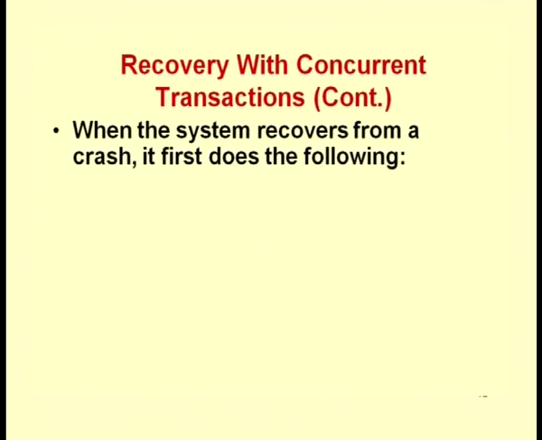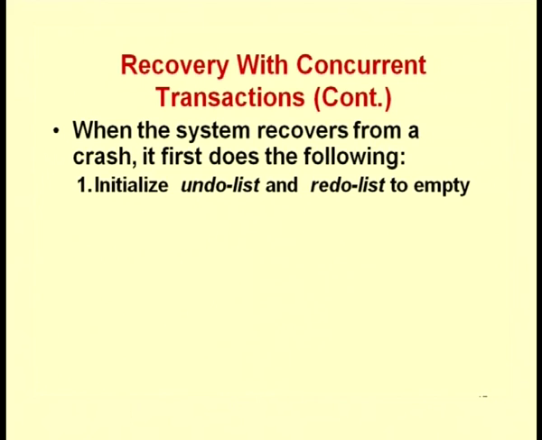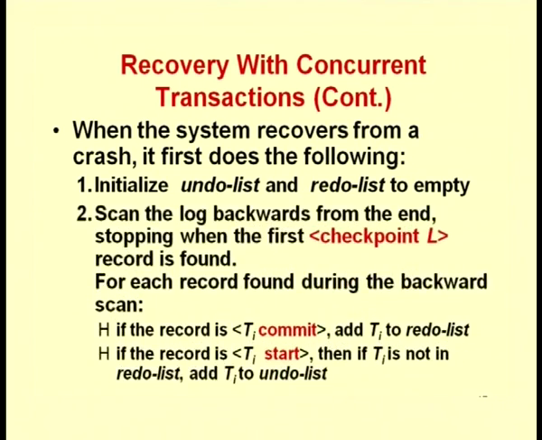When the system recovers from the crash, it first initializes the undo list and redo list to empty. Then it scans the log backward from the end, stopping when the first checkpoint L record is found. For each record found during the backward scan, if the record is Ti commit, add Ti to the redo list. If the record is Ti start, then if Ti is not in the redo list, add Ti to the undo list. This is the basic thing. So, which transactions have to be redone and which have to be undone, this is what we are trying to determine.